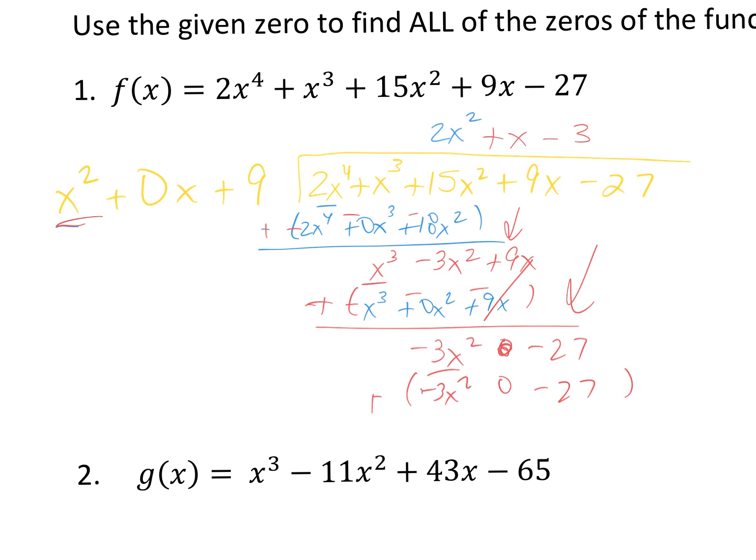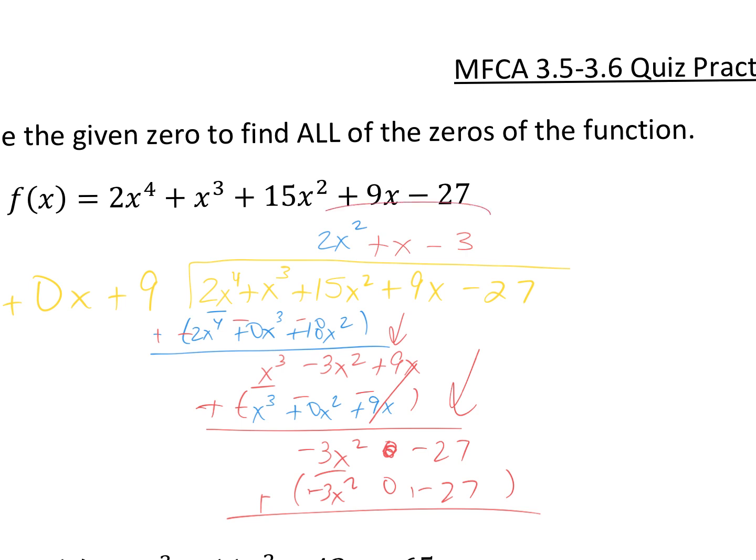And when you distribute, what happens to everything down here? It cancels out. So what do you do with this? That doesn't say x equals. What do you do with that now?